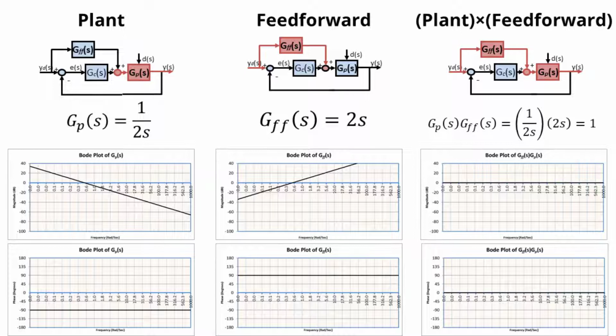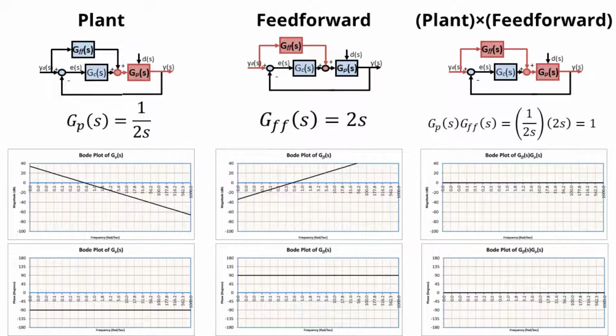Now, if you remember from last time, the great thing about Bode plots is that as we multiply transfer functions together, we basically add the Bode plots. So if you look at the gain of the plant and the gain of the feed-forward, say at 0.6, it's both 0. So 0 plus 0 is 0.